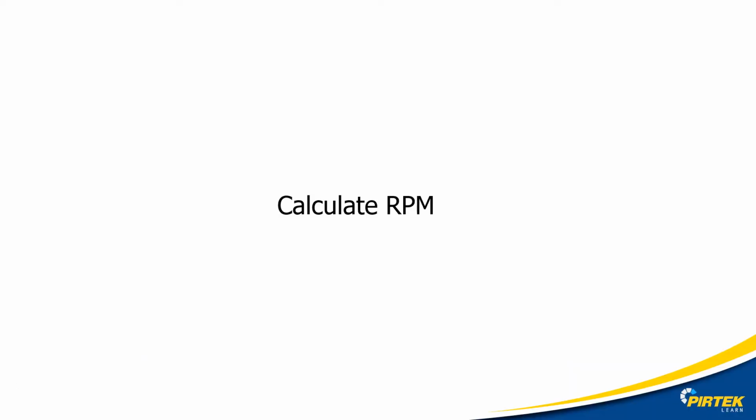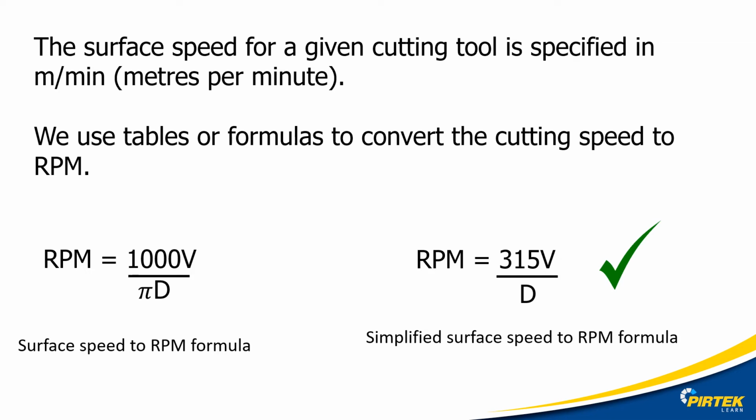Let's calculate the RPM, or the revolutions per minute. So we're going to convert that linear value, which is meters per minute, into revolutions per minute. On the left, we can see the original formula. We'll be using the simplified formula on the right, which is derived from the official formula to make our life easy. It's very easy to remember.